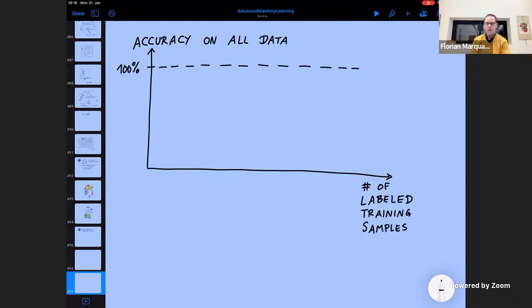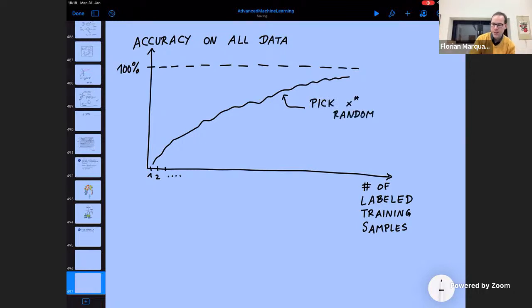Okay, and so as I look at more and more labeled training samples and I train my neural network, of course I must get better. So as I go on, I will probably go up, and eventually if my neural network is powerful enough, I will reach something relatively close to 100%. Now this is, say, for a strategy where we picked the next training example to be labeled at random. I will still get better because as I pick more and more random training samples, I cover a larger and larger fraction of the total data, so I must become better.